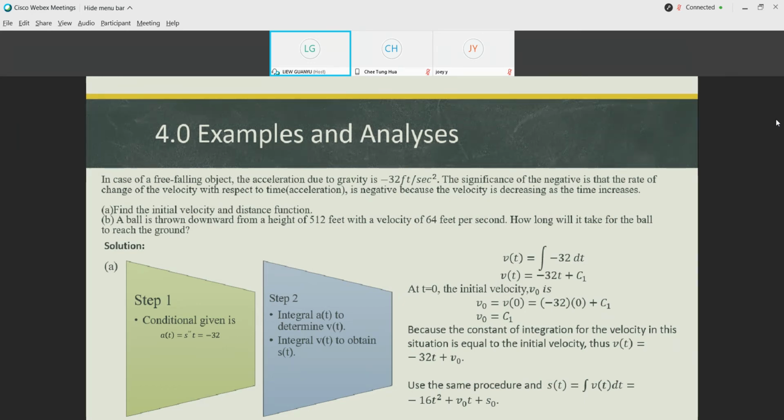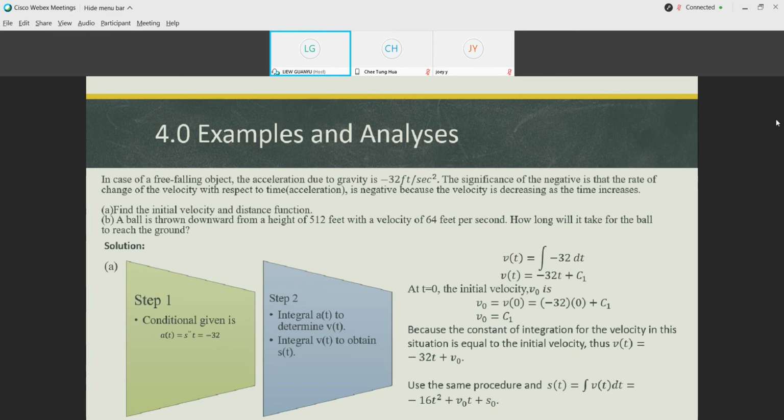So the question is, in the case of a free-falling object, the acceleration due to gravity is negative 32. The significance of the negative is that the rate of change of the velocity with respect to time is negative, because the velocity is decreasing as the time increases. A. Find the initial velocity and distance function. B. A ball is thrown downward from a height of 512 feet with a velocity of 64 feet per second. How long will it take for the ball to reach the ground?